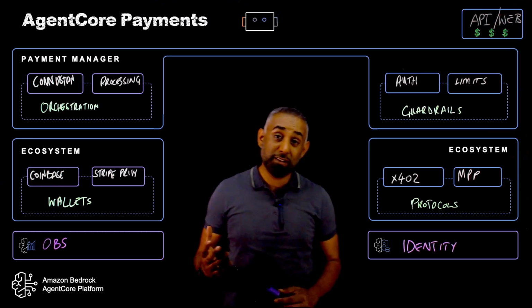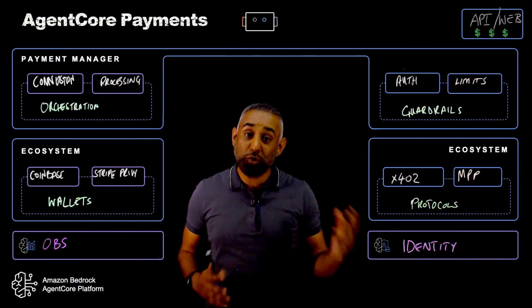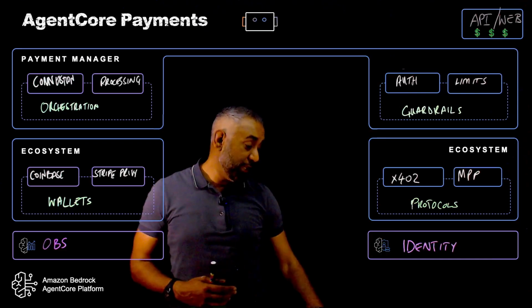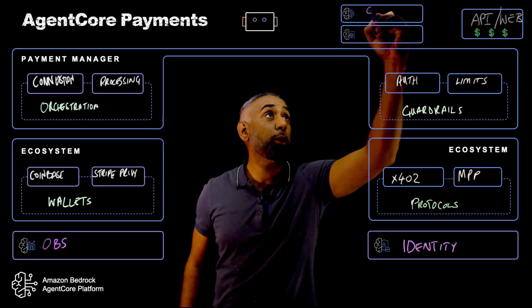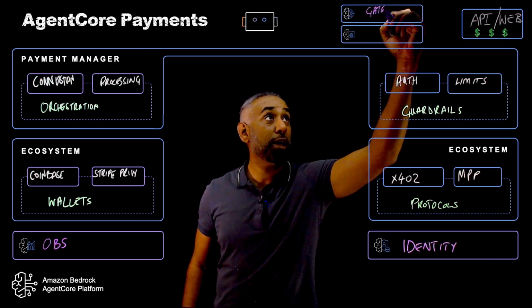In addition to this, AgentCore exposes X402 protocol-based pay-per-use endpoints from Coinbase via an MCP server using the AgentCore gateway. So we'll drop that in right up here as well. So we've got AgentCore gateway. Remember, AgentCore gateway can wrap API endpoints and make them available to AI agents as MCP servers.